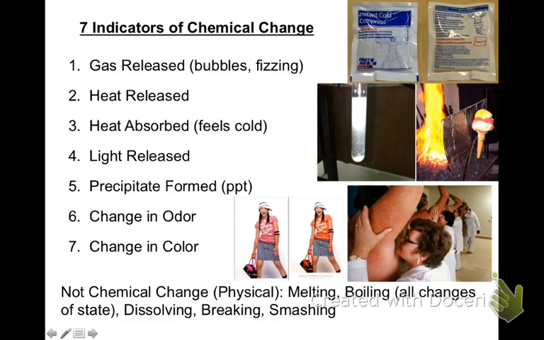So things that are not chemical changes or not chemical reactions, just as a reminder, those would be called physical changes: phase changes or state changes, melting, boiling, any change of state. Dissolving is not a chemical change, or changing of form, breaking, smashing. None of those are actual chemical reactions.